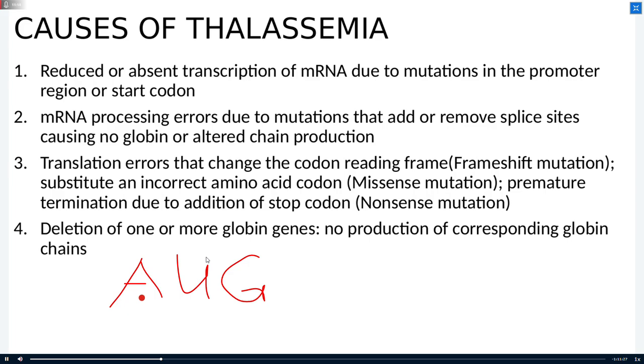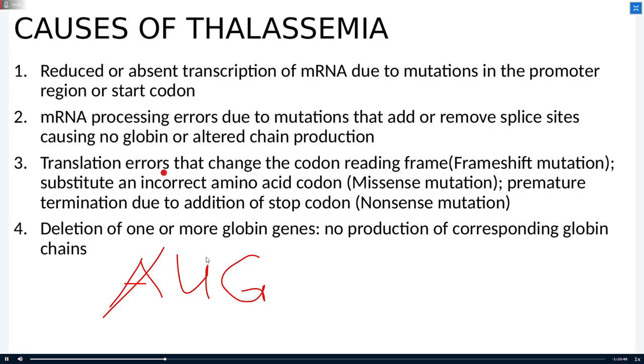Kapag, let's say, nagkaroon kayo ng problem doon sa, kahit sa isang letter ng codon, let's say nagka-problem kayo sa A, that would lead to a problem in your transcription, in your translation. So pag may problem kayo sa codon, that could lead to the mutation causing your thalassemia. Another one would be your messenger RNA processing errors due to mutations that add or remove splice sites, causing no globin or altered chain production.